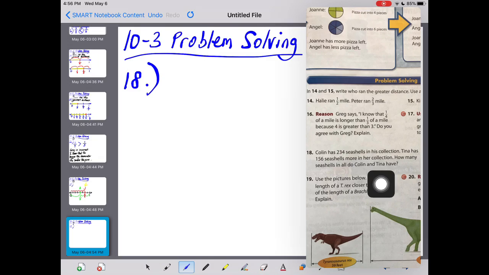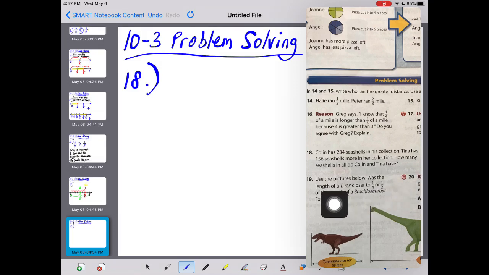Now, think about this very carefully. I'm looking at the question. It says, how many seashells in all do Colin and Tina have? That's telling me that I'll probably have to add some numbers together because I want to get everything. Go back and reread this carefully. What information do you know? What are you going to have to add? So be thinking about that and do some work. And when you think you've got it, come on back.